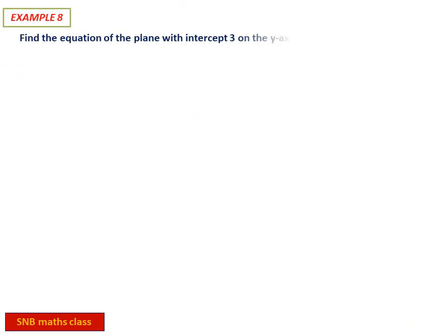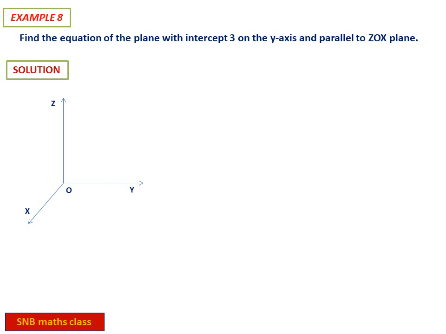Next, example 8. Find the equation of the plane with intercept 3 on the y-axis and parallel to the ZOX plane. So let us draw the diagram so that it is clear. This is the coordinate system and this is the plane which intersects the y-axis at 3, meaning the intercept of y is 3. So this is given. Actually its coordinate is 0, 3, 0. I have not shown that one. So now the y-intercept is 3. This is b, and that is equal to 3.